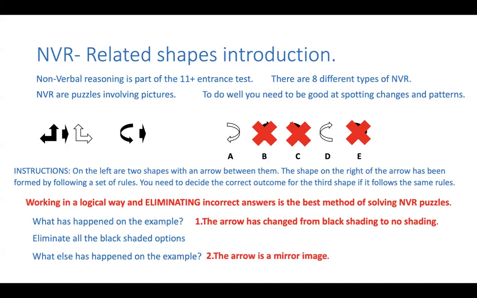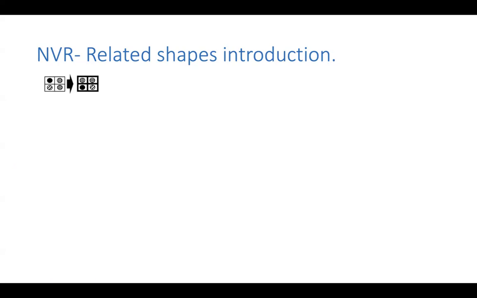So what else has happened on the example? Well, as Katerina said, we can see it's a mirror image. It has become a mirror image. So that is what we are looking for in our answer as well. And we can see A is the mirror image, but D isn't. So we can cross out D, and that means our answer is A. So we cross out all the incorrect answers, and it should leave us with the correct answer in the end. Wonderful. Okay, we're going to have a look at one more and then we are going to have a go.